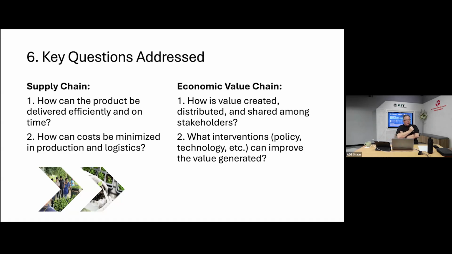But economic value chain is interested in how value is created, distributed, and shared amongst stakeholders, and what interventions, policy interventions, technology interventions, skills training and development interventions, a range of those other things, can improve the value that is generated. And in this discussion today, the value that we're talking about generating is national value, when we talk about human, social or economic development at a national level.